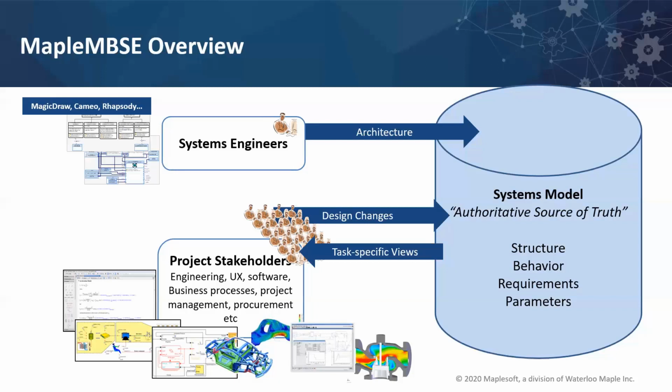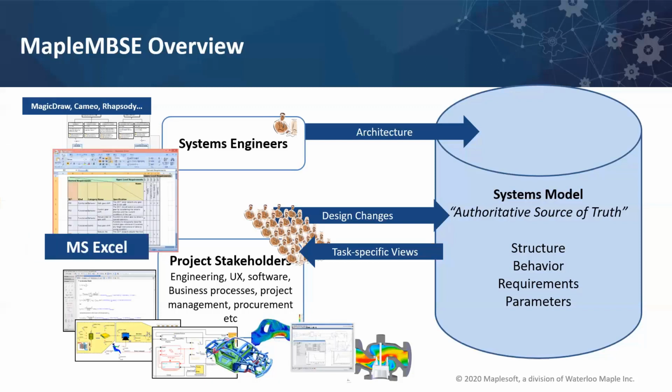What MapleMBSE proposes is, what if we could give these project stakeholders access to the system model, but in a view that they are able to understand and interact with. How this can be achieved is using Excel. Excel is a tool that is very familiar to all stakeholders, and now they could easily interact with the system model in a view they are able to use and understand.